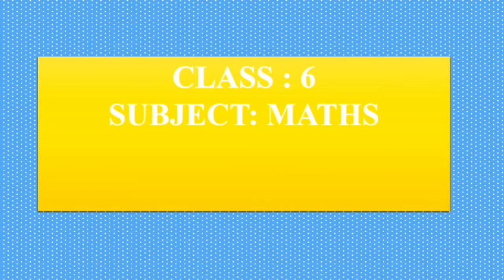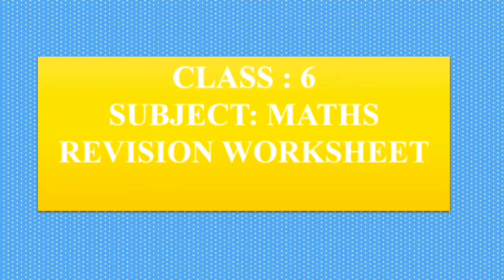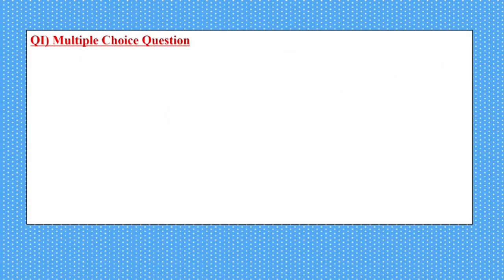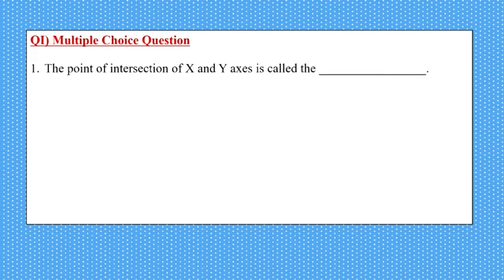Today in this video we are going to discuss the revision worksheet of class 6. So our first question is multiple choice questions. In that, the first one is: the point of intersection of x and y axis is called the dash. The correct answer is origin.